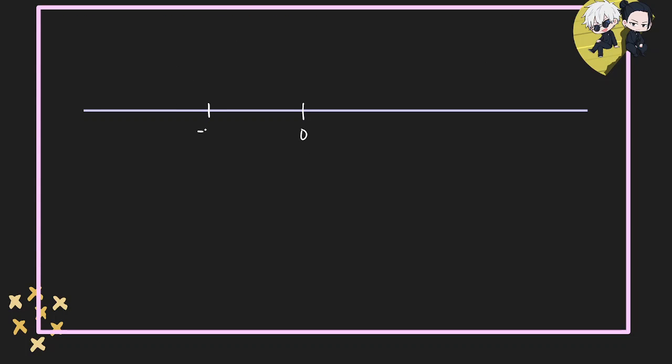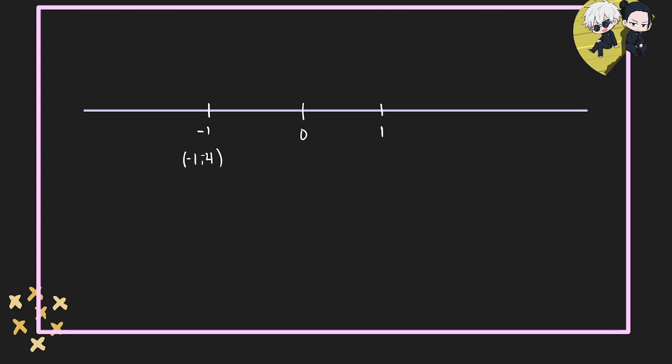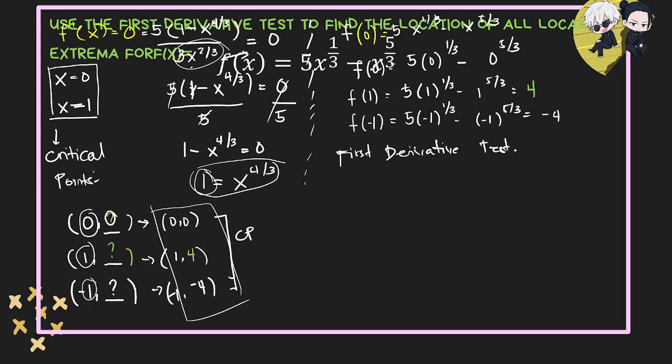Negative 1, tsaka 1. Ngayon, itetest na natin siya. Itetest na natin ngayon yung ating function. Okay? By drawing this number line. So, itetest natin ay si negative 1 at 4. Diba? Ano yung nakuha natin kanina? Negative 1 at negative 4 pala. So, itetest din natin si 1 at 4. Tama ba? Tama ba yung nakuha ko? Tama naman. Then, si 0, 0, itetest din natin.